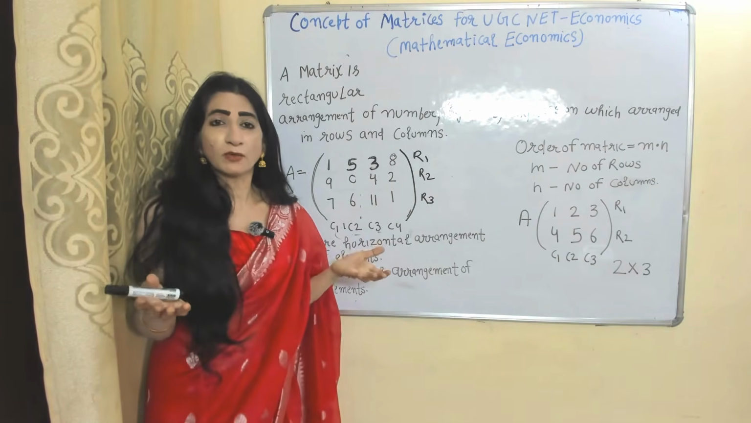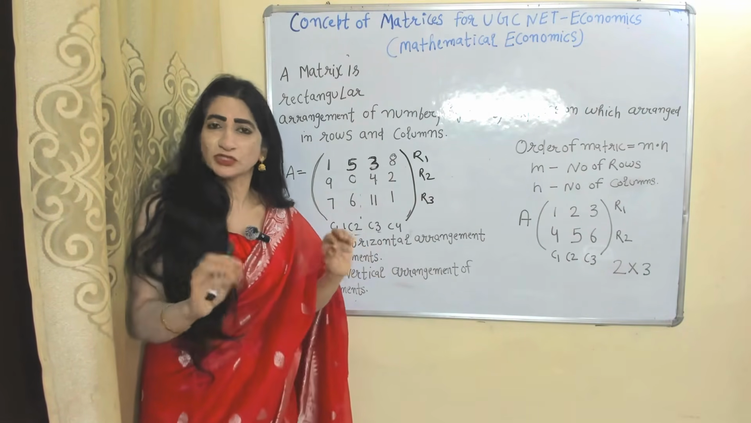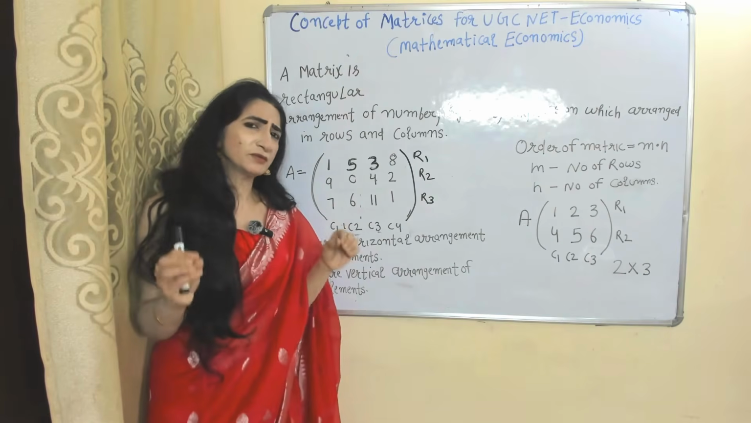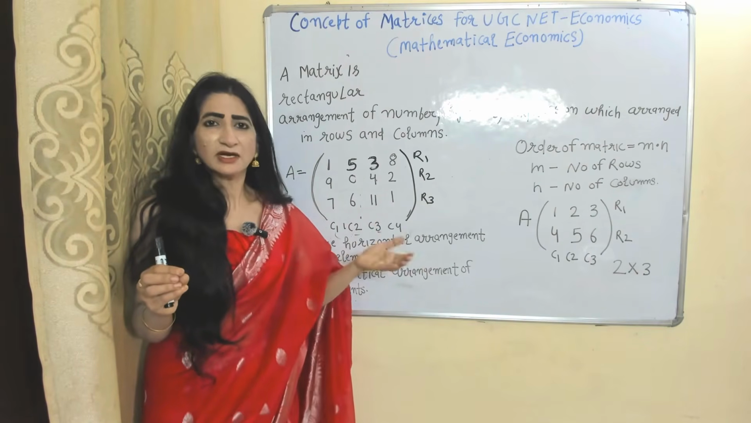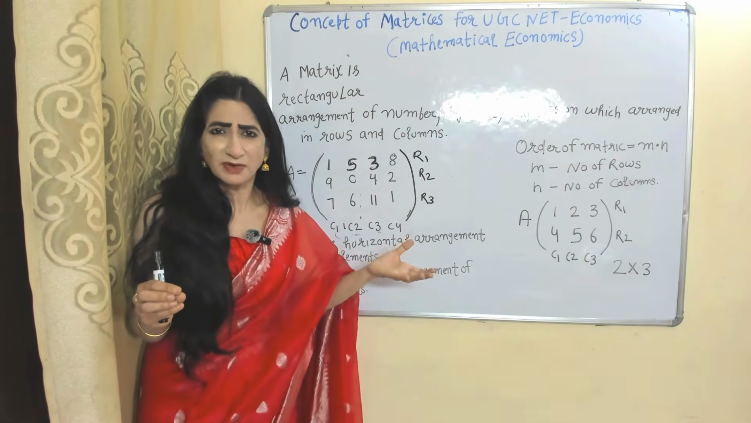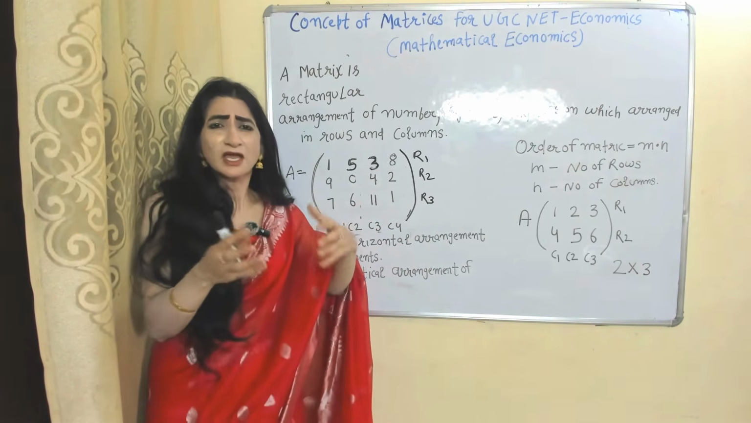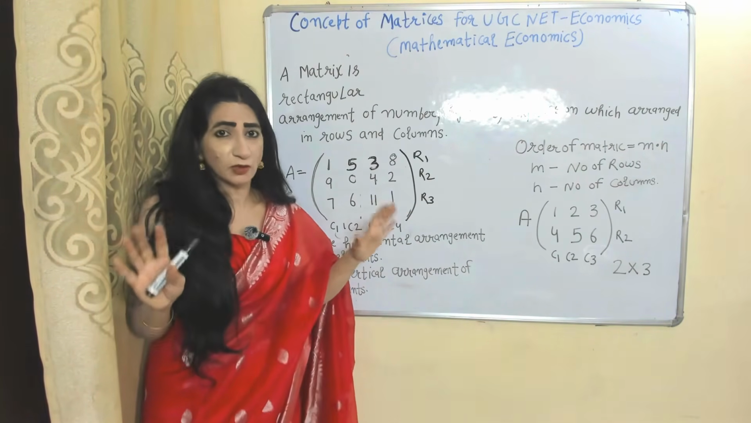Today we are going to talk about the concept of matrices for UGC NET economics. What do you mean by matrix? A rectangular arrangement of numbers, symbols, expressions which are arranged in the form of rows and columns will be called a matrix.